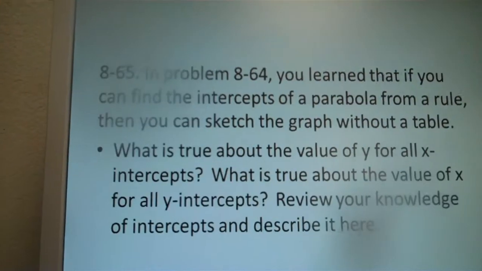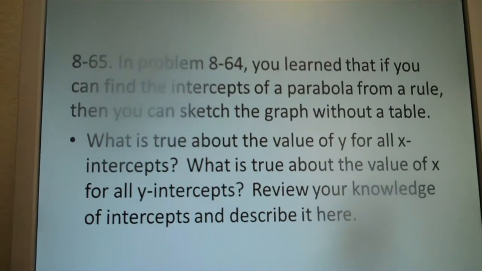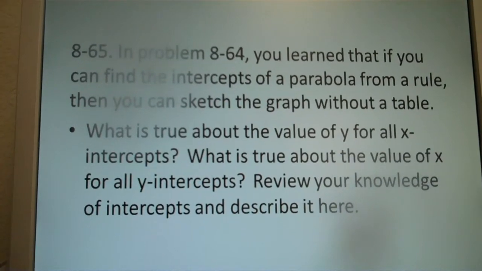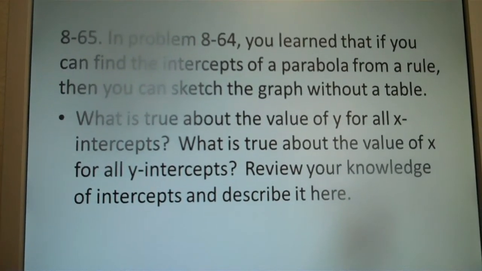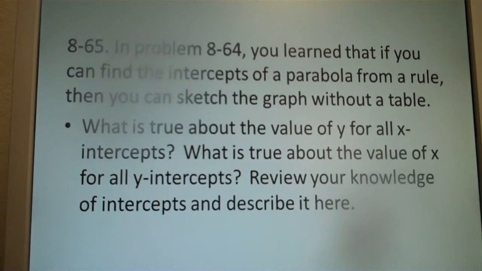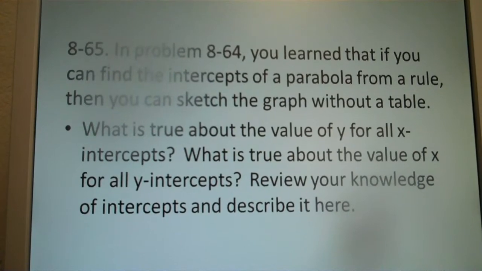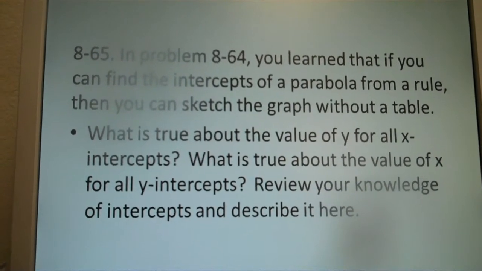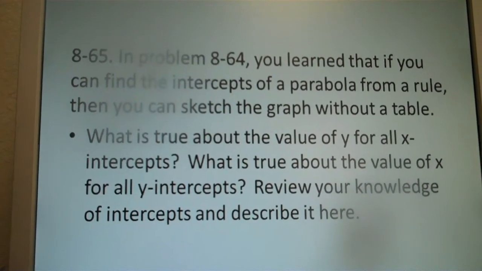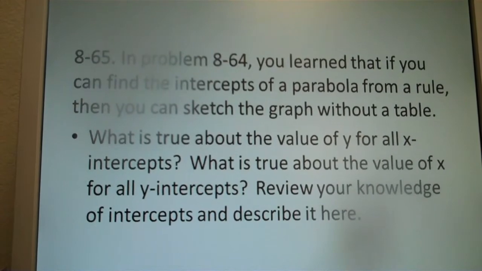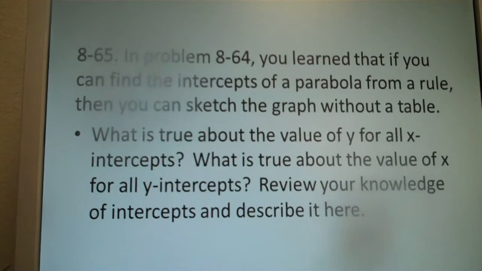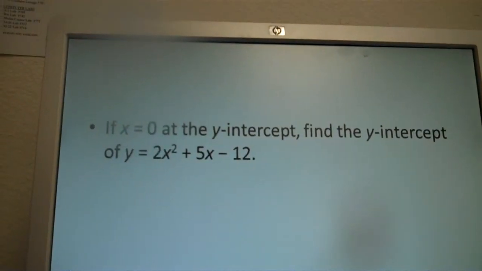So the next thing we want to think about is, in problem 8-64, the previous problem, you learned that if you can find the intercepts of a parabola from a rule, then you can sketch the graph without the table. So what is true about all the values of y for all x-intercepts? When we have points that intercept the x-axis, what's true about the y values? Well, they're going to be 0 at that point. What's true about the values of x for all y-intercepts? When we're intercepting the y-axis, what's true about x? Well, that's 0.